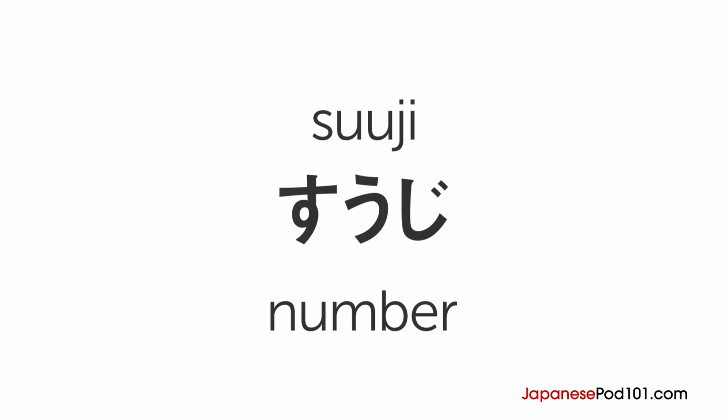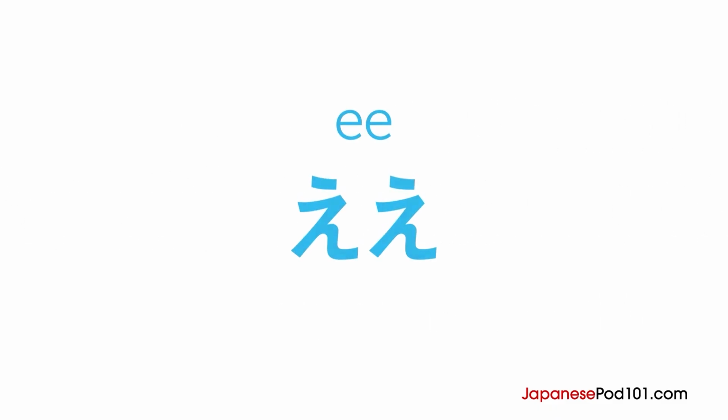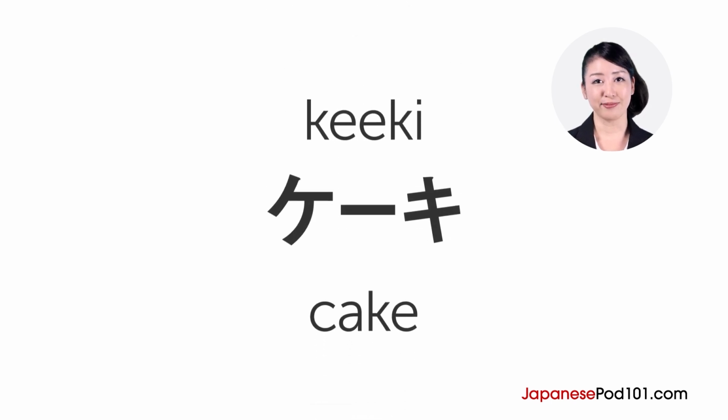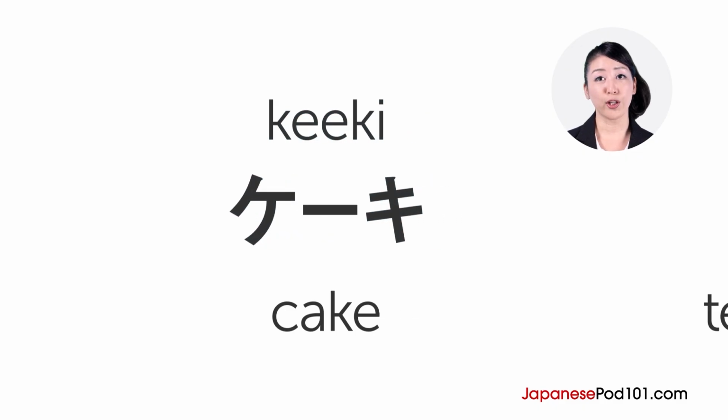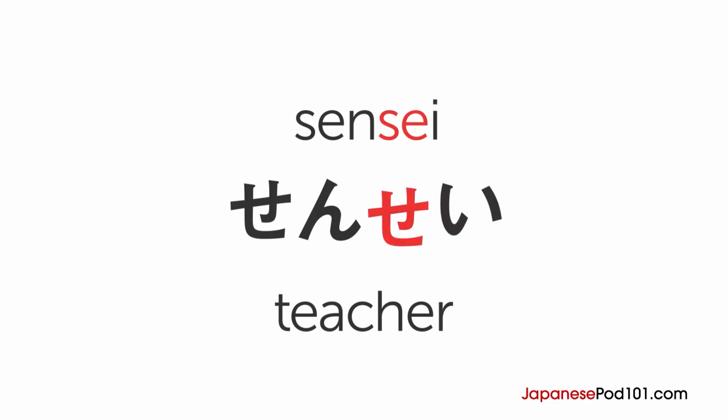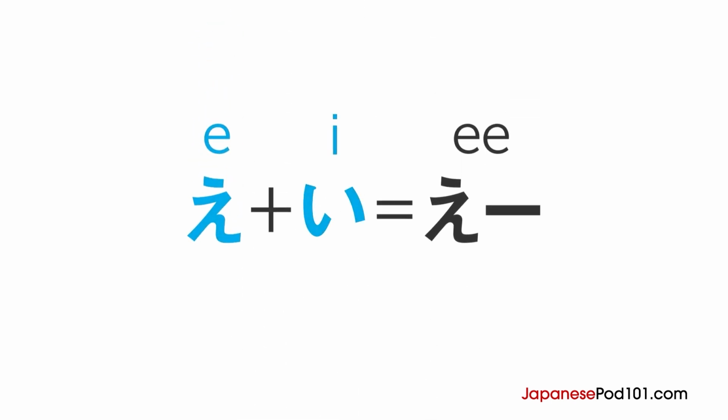The next one is e. For example, the word for cake is keiki. And the word for teacher is sensei. Sensei is made up of syllables se, n, sei. The last two syllables are not pronounced as sei, but as se. So a pair of e and i also makes a long vowel, e.